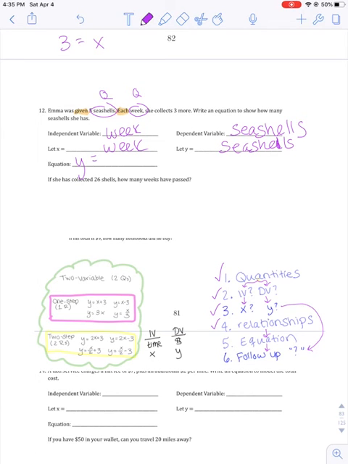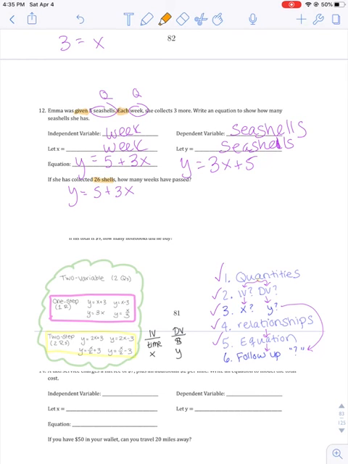2 relationships. y equals, let's see, she was given 5, so she starts off with 5, and then in addition to that, she gets 3 per week. So 5 plus 3x. That is like this first 2-step equation, but it's flipped. Addition's okay to flip. So you could have also said y equals 3x plus 5. Either way is fine. So now I have my equation and I need to do the follow-up question.